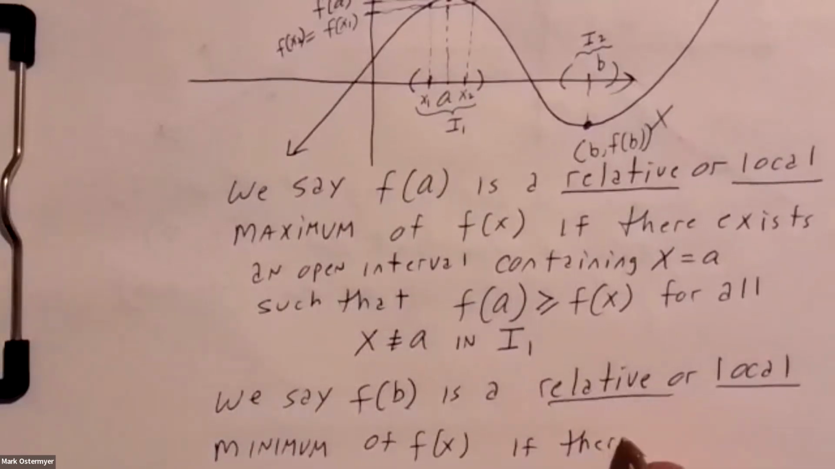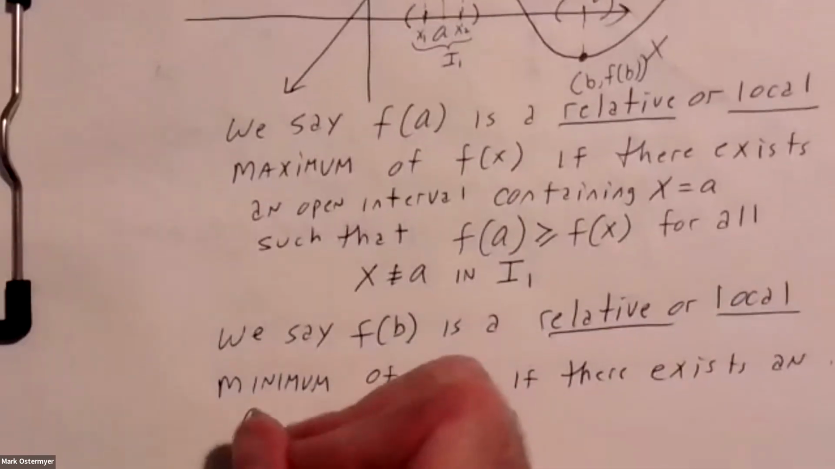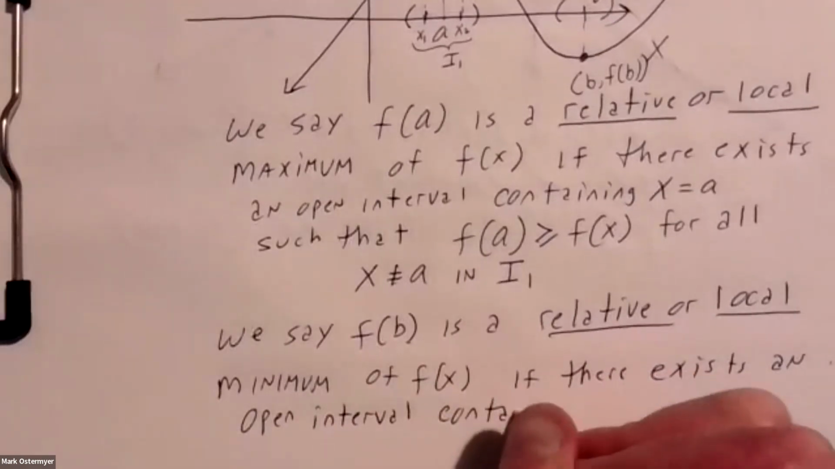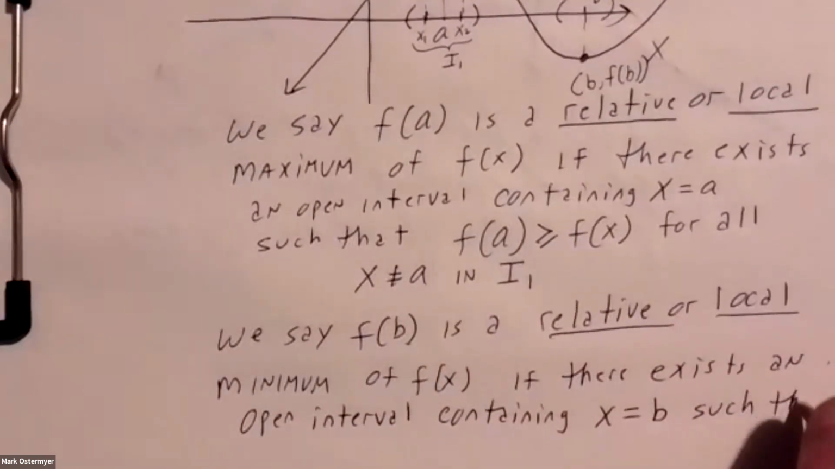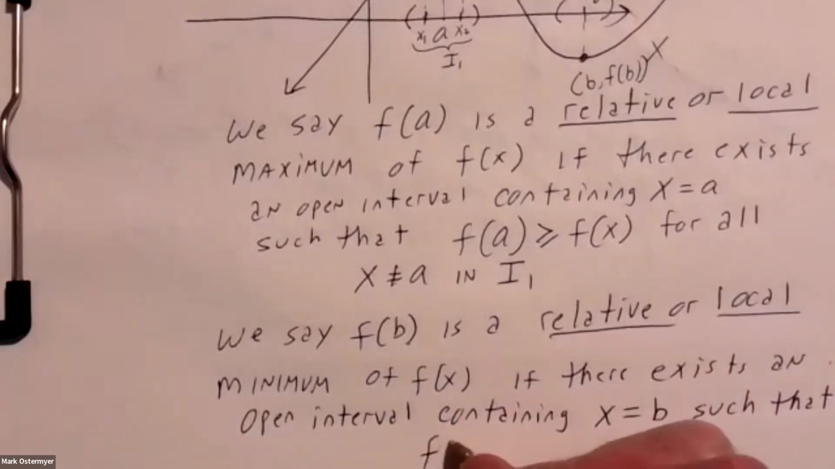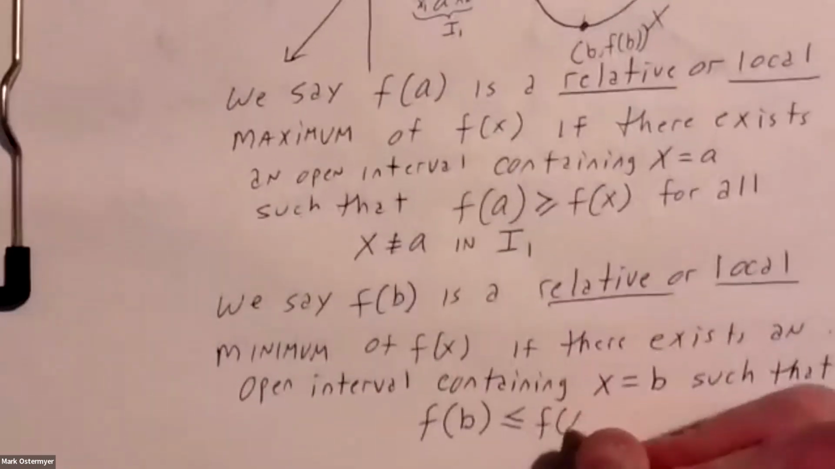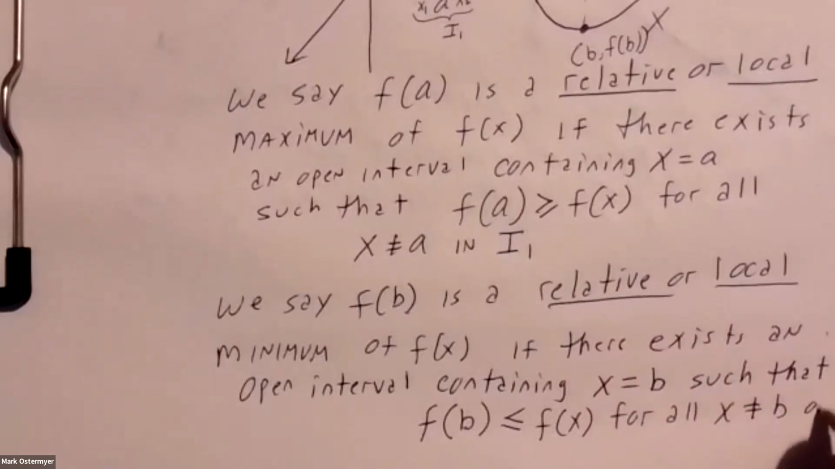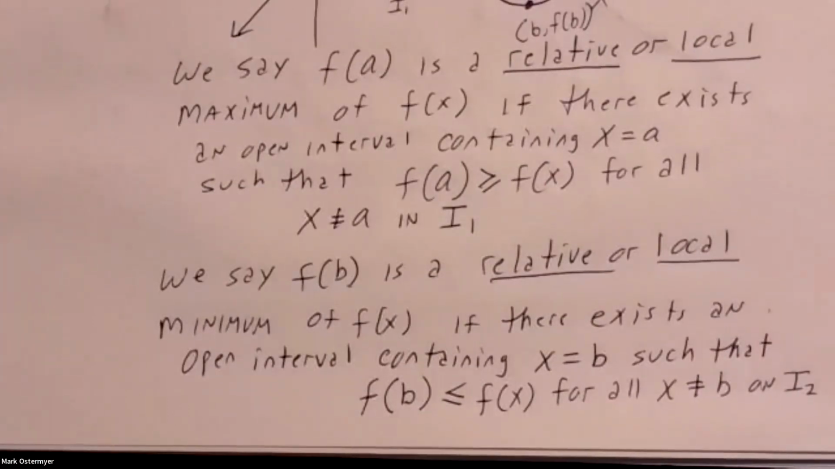if there exists an open interval containing x equals b such that f of b is less than or equal to f of x for all x not equal to b on the subinterval I sub 2. That's what it means to say that we have a relative or local minimum at some value x equals b.